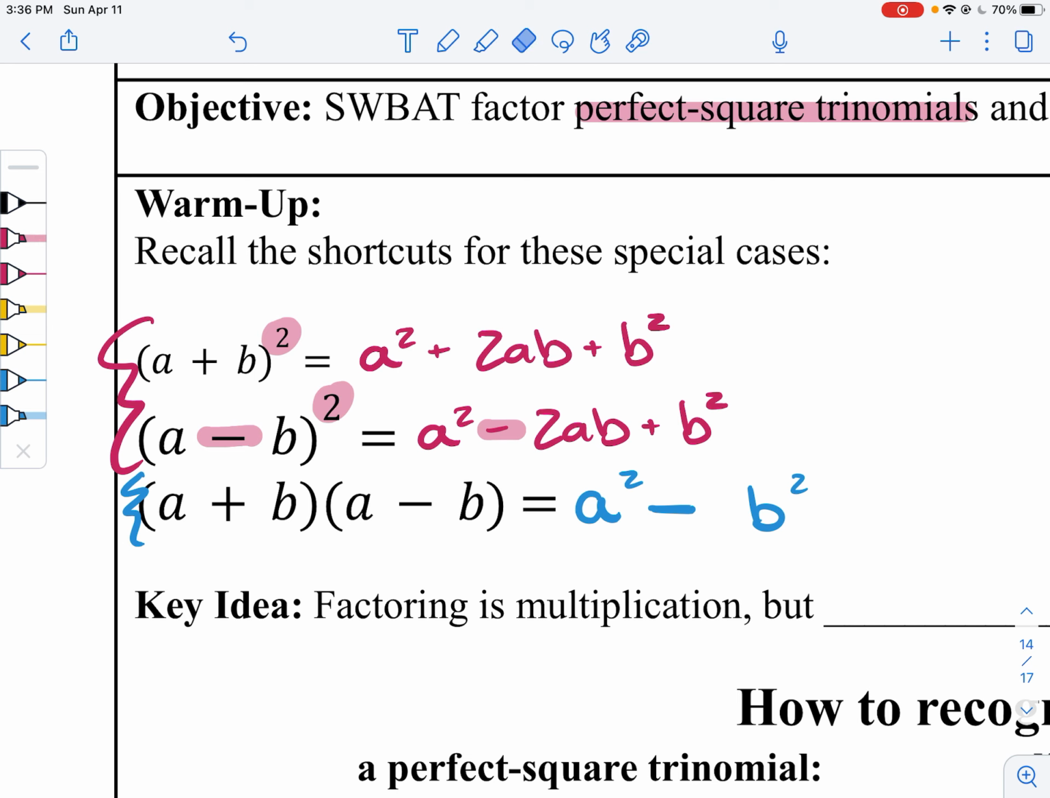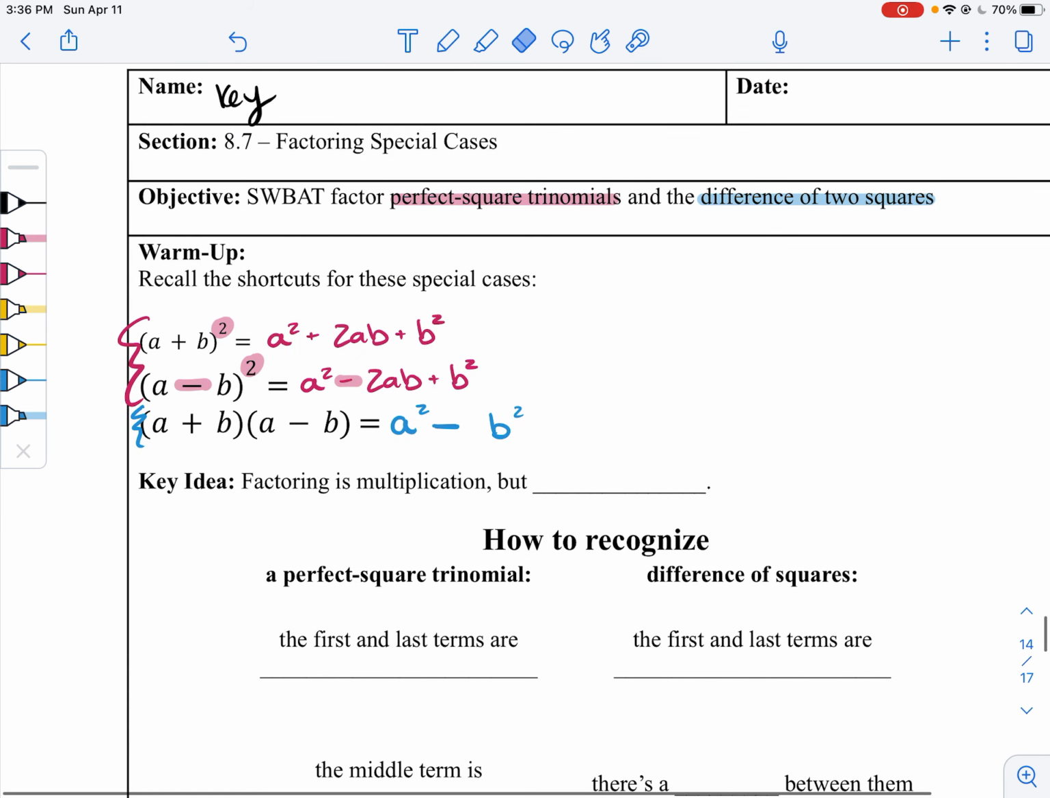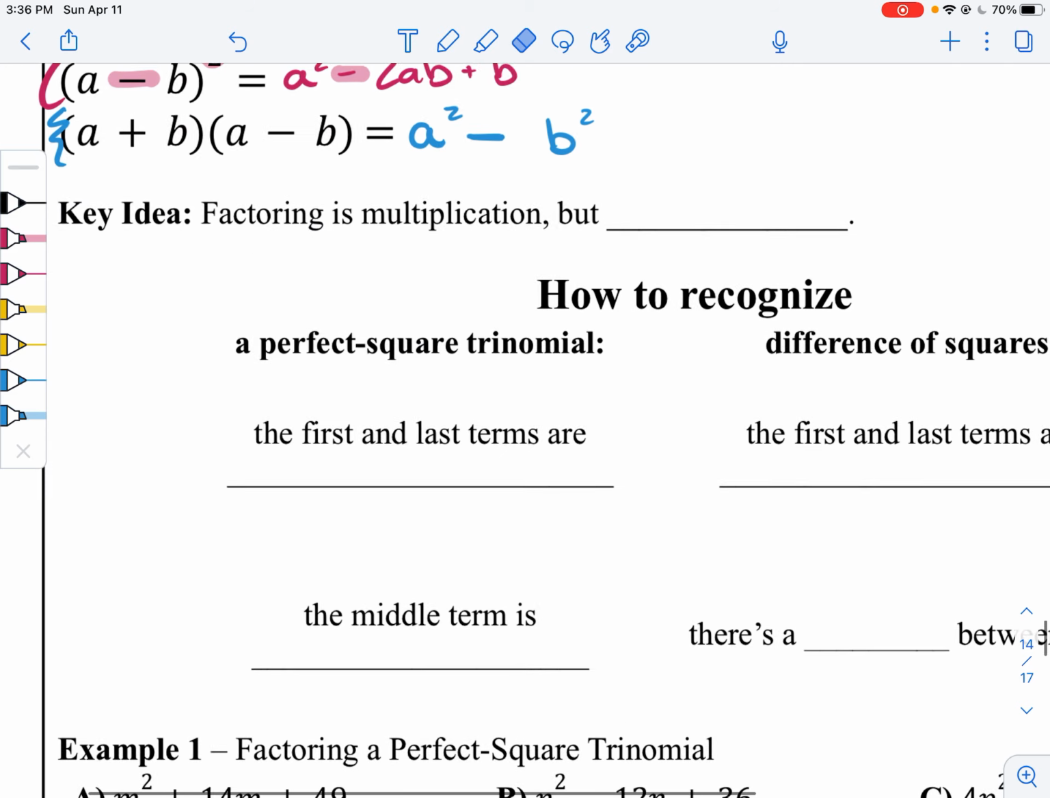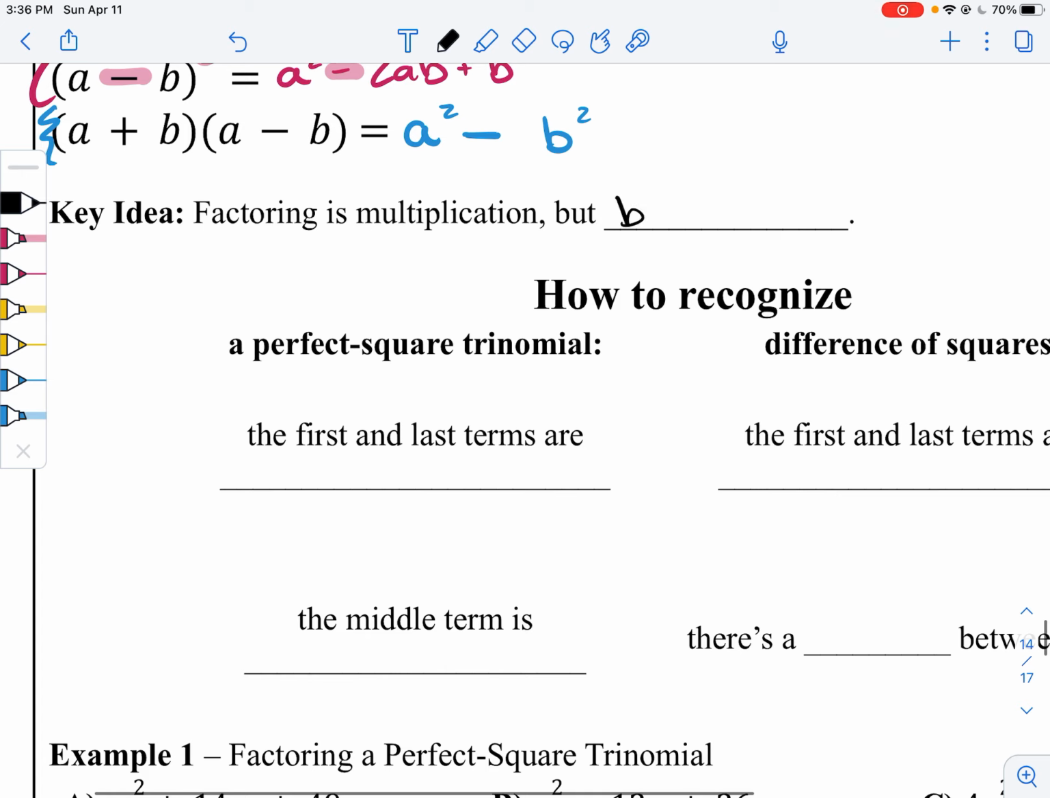Now today we're going to take those things and we're going to go backwards. We're going to start with trinomials, or in this case a binomial right here that looks like that, and then we're going to end up with the factored form, which is those guys right there. This is because factoring is like multiplication, but you're just going backwards. Factoring is like listing all the factors. It's saying what would happen if you divided by something else.